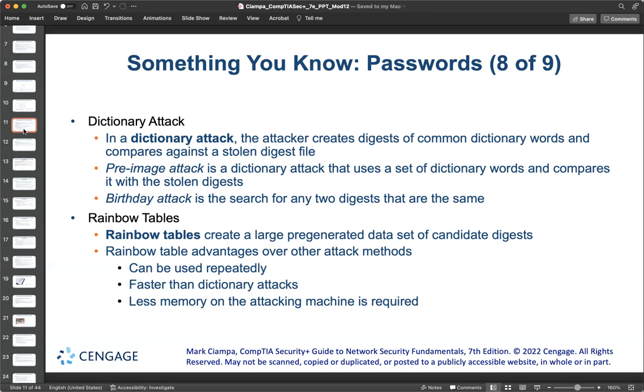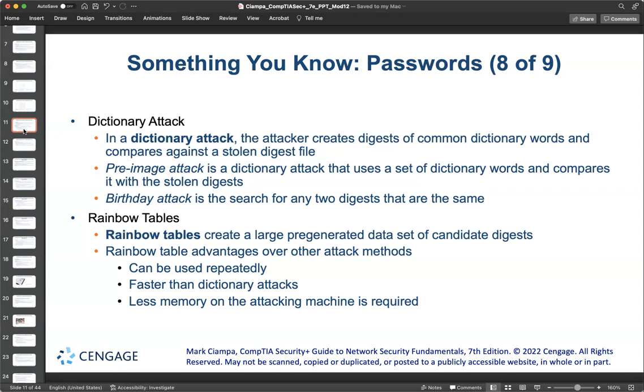We're talking about trying the possible combinations against the password and authentication system and returning a successful status. We also have the rainbow tables, especially for the hash tables. The rainbow tables create a large pre-generated data set of candidate digests. Basically, you take a dictionary, and from those words you generate the hashes already. So now these hashes are already pre-made and ready.